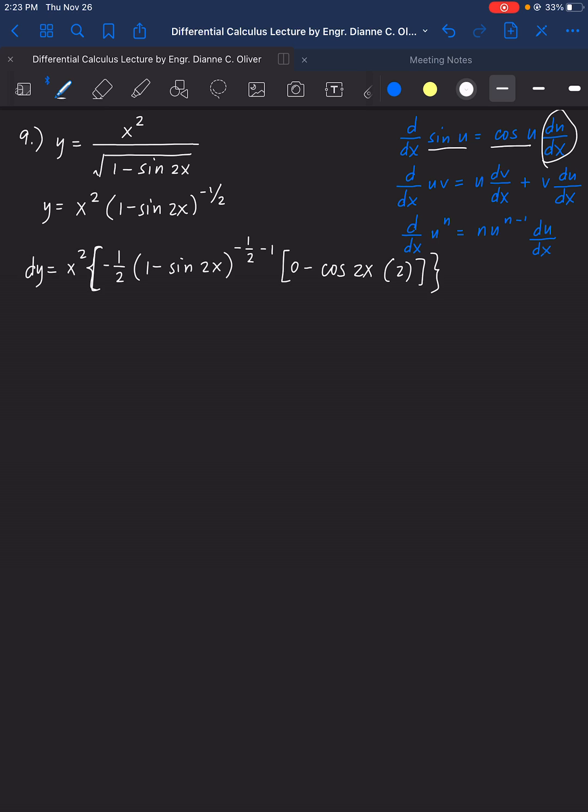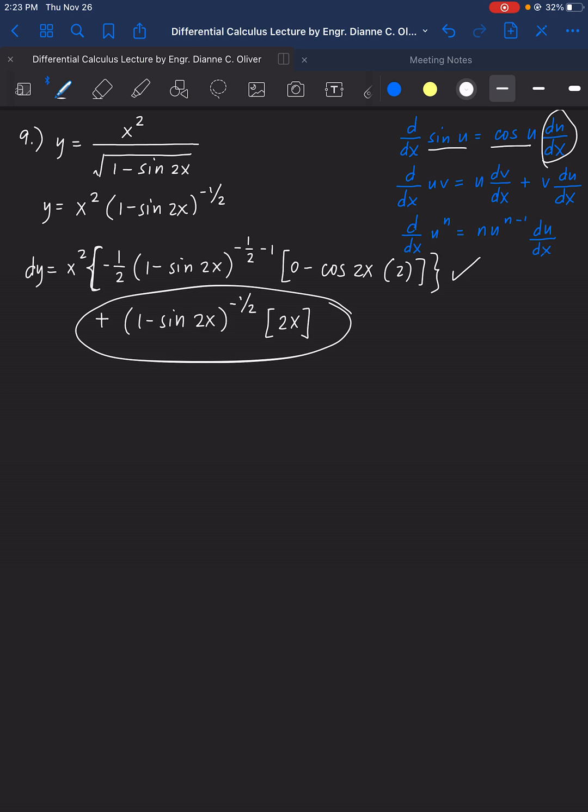Remember, we are doing a product, derivative of a product, so we still have the second term. The second term here is the v, 1 minus sine 2x raised to negative 1/2, then the derivative of x squared, that is 2x. Now, if you forgot this portion here, then most probably your answer, although this one is correct here, the answer for this example will be wrong. So always remember the pattern.